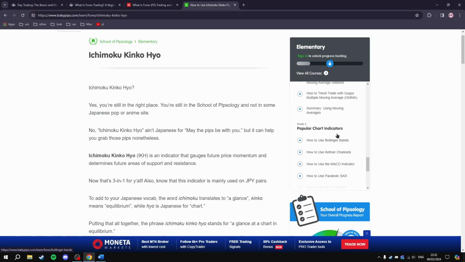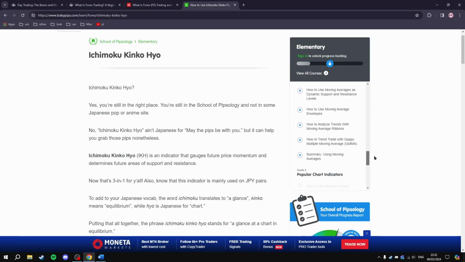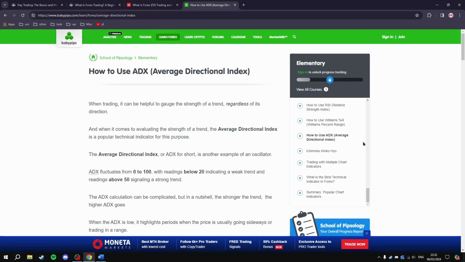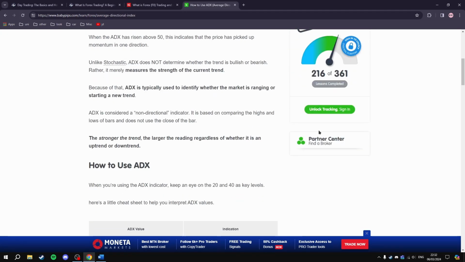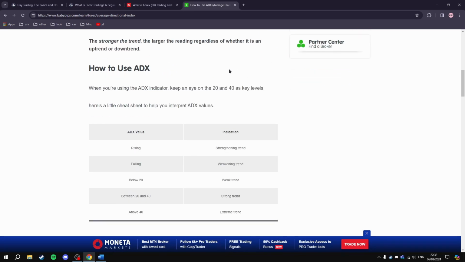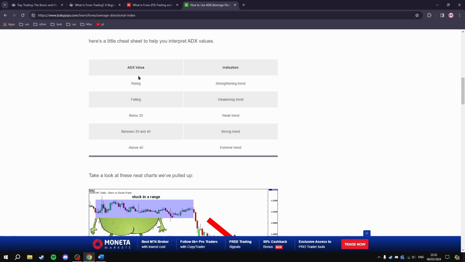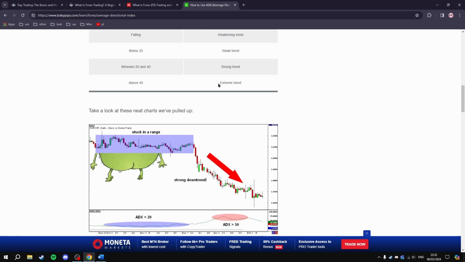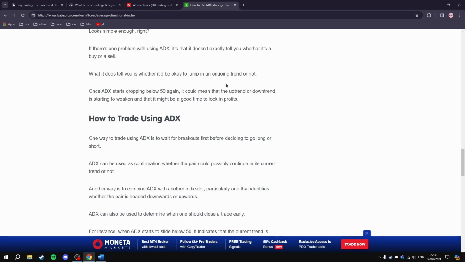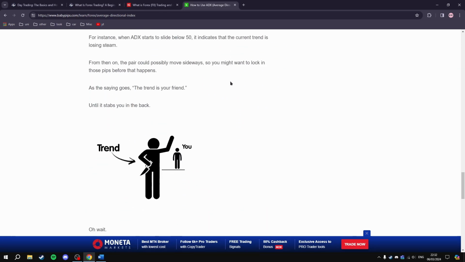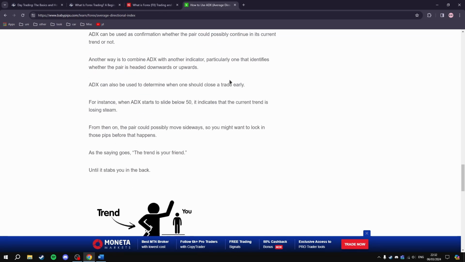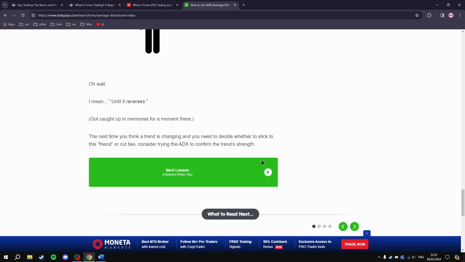So in the last episode we went through, where are we? We went through the average directional index. The average directional index does not determine whether the trend is bullish or bearish, it only measures the strength of the current trend. So we've got the ADX value rising, falling, below 20, between 20 and 40, and above 40, and their indications. We've got some examples here of how to trade using ADX, knowing when to start trading, like using what ADX value and that sort of thing.